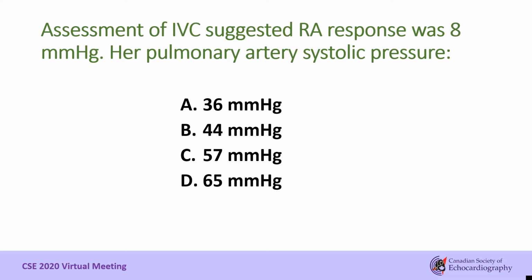What do you think her pulmonary artery systolic pressure would be, assuming a right atrial pressure of 8 millimeters of mercury? Was it 36, 44, 57, or 65?